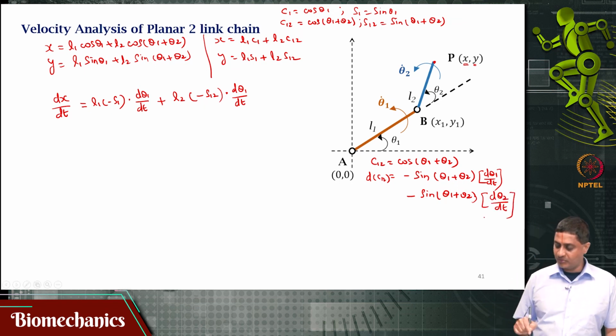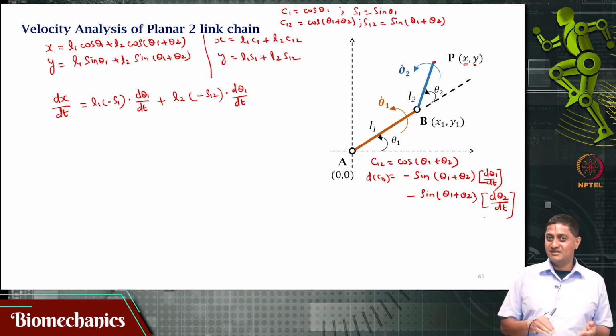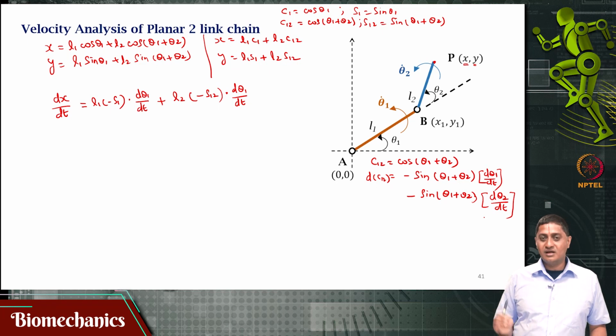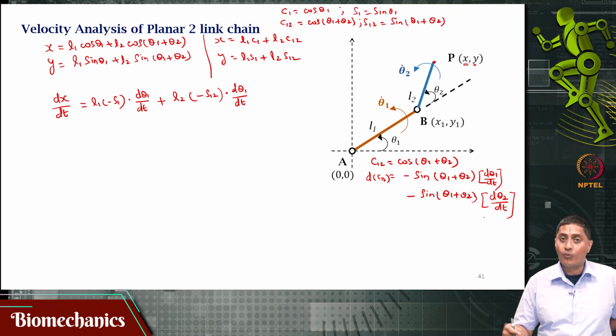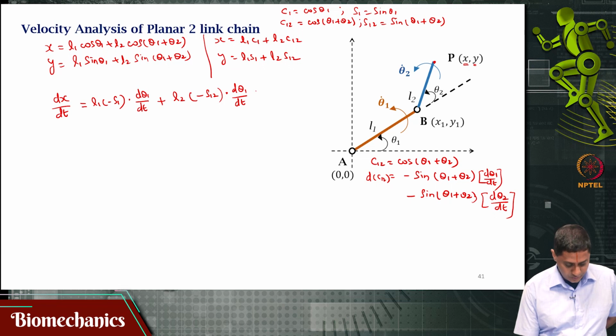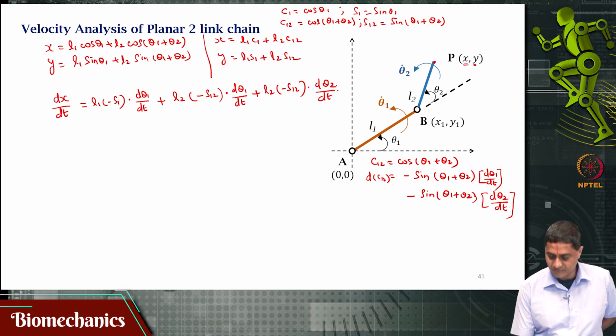Now, where did this term come from? Because theta 2 is also changing. First, I differentiate with respect to theta 1 and then with respect to theta 2. So essentially there is a d theta 1 by dt and then a d theta 2 by dt, because both theta 1 and theta 2 are changing. Because of this, the differentiation will have one more term. Coming back to the original differentiation of dx by dt, I will have L2 times minus S12 times d theta 1 by dt plus L2 times minus S12 times d theta 2 by dt.